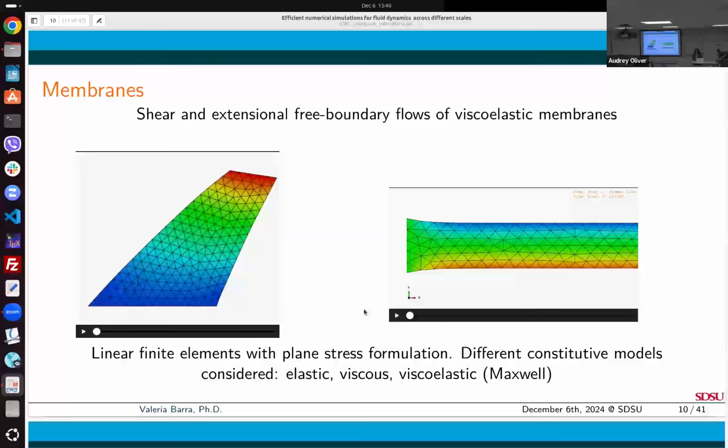Yes. How big are the membranes? Like a meter or? No, here we're talking about centimeters, like 10 centimeters by 1, for instance, in this example.